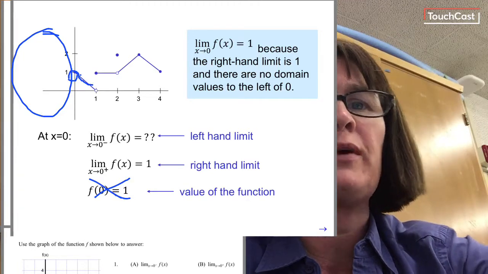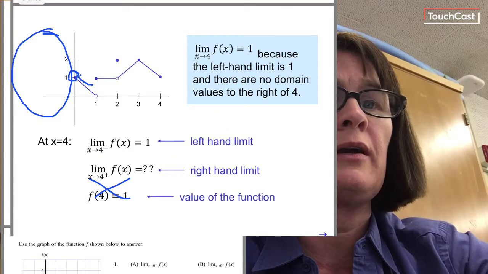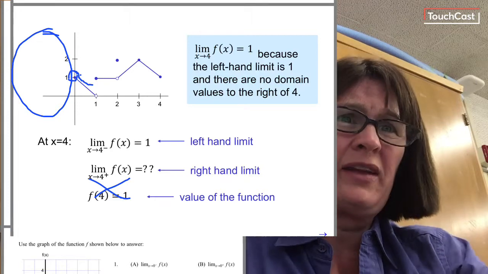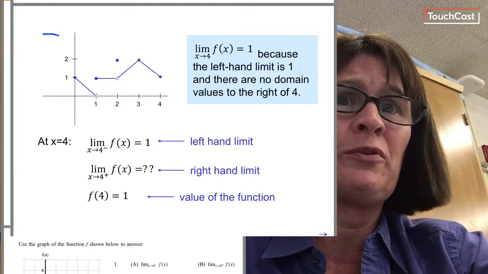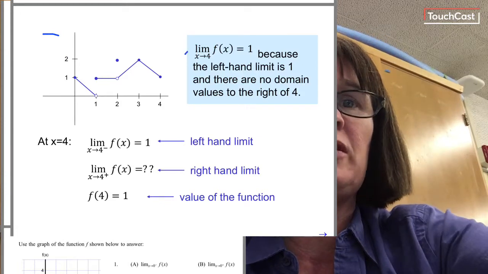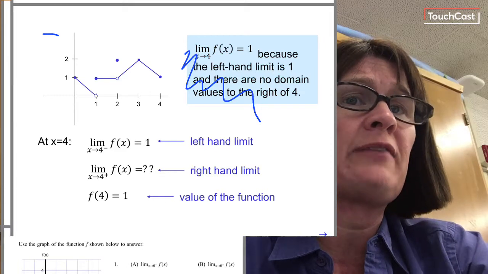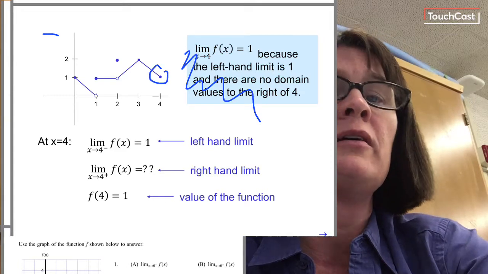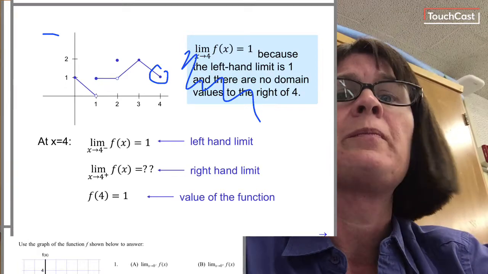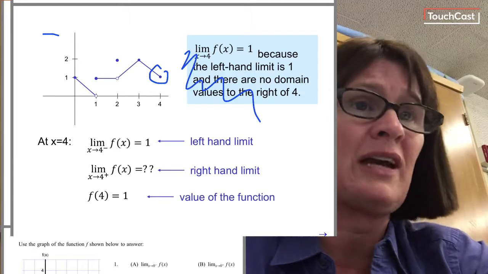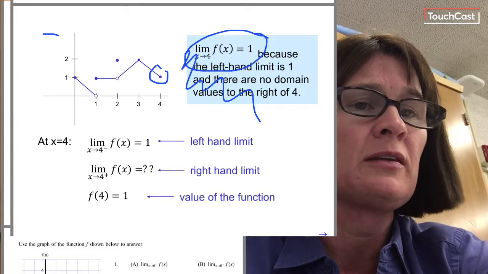Same thing at the other endpoint. I don't have to worry about the limit as x approaches 4 from the right, because I can't approach 4 from the right. There's nothing out here. This is just like empty space. So I say that the limit as x approaches 4 from the left is 1, because that's that y value. The limit as x approaches 4 from the right doesn't make sense to talk about, so we don't even go there. f of 4 is 1, because 1 is the y value of the colored in dot. And I say the limit as x approaches 4 of f of x is 1.